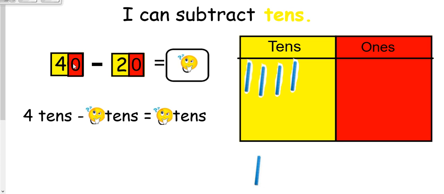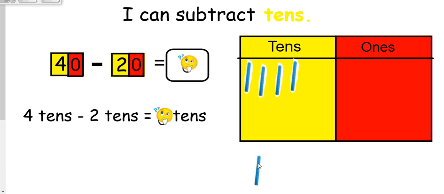Now my minus sign tells me I have to take away or break away a part of 20. Does 20 have any ones? No, it does not. There's a 0 in the ones place. So I do not have to worry about the ones place. What's the next place I should check? My tens place. 20 has 2 10 sticks.